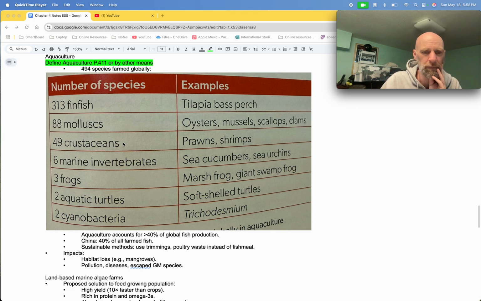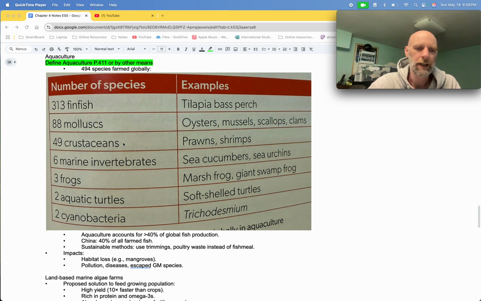All right. Anyway, impacts: habitat loss, mangroves. Sometimes what they do to create these fish farms is they take mangroves out of there and put fish farms in there. Pollution, disease, escaped genetically modified species. That's one problem you have with salmon.